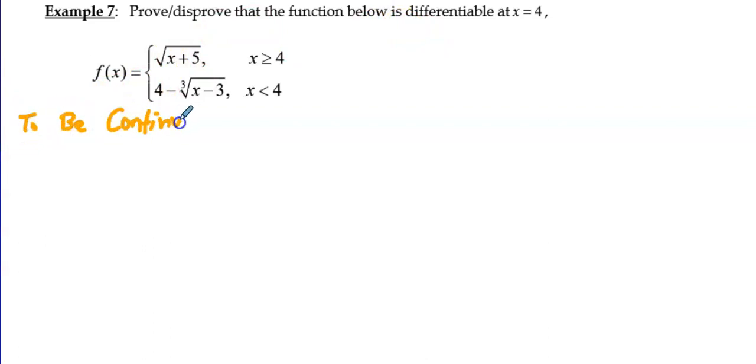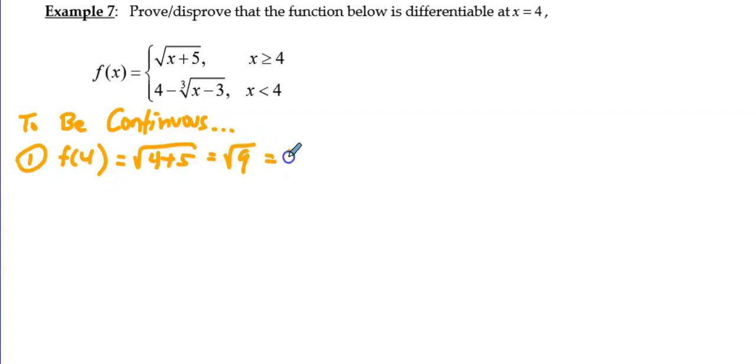So to be continuous, let's look at continuity first. Again, ladies and gentlemen, I have the equal sign in the top function. So I'm going to plug in f of 4 into our top function. I get that this is the square root of 9, which is going to be 3. So f of 4 is equal to 3.